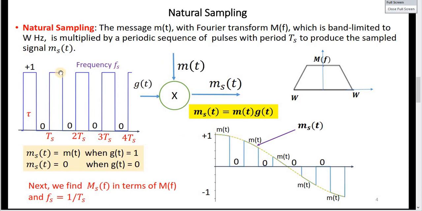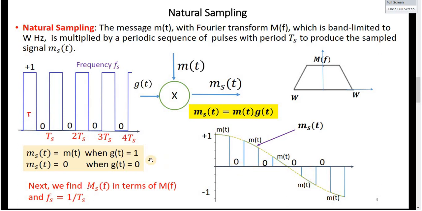Then, during this time interval, G of T is 1, and again, we're multiplying this 1 by a new value of the function M of T, and so MS of T follows M of T over this time interval. And then over this time interval, G of T is 0, and so MS of T is also 0. Therefore, the product MS of T follows M of T during the time in which G of T is 1 and 0 whenever the pulse G of T is 0.